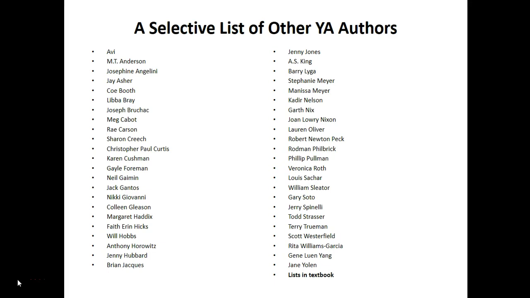There are lists in your textbook. Obviously, anybody who's won awards from ALA for young adult literature, the Printz Award winners, all that good stuff. Keep those people on your hot list or must-have list if you're developing from scratch, or if you're going in and trying to look for holes in a collection that is already there.